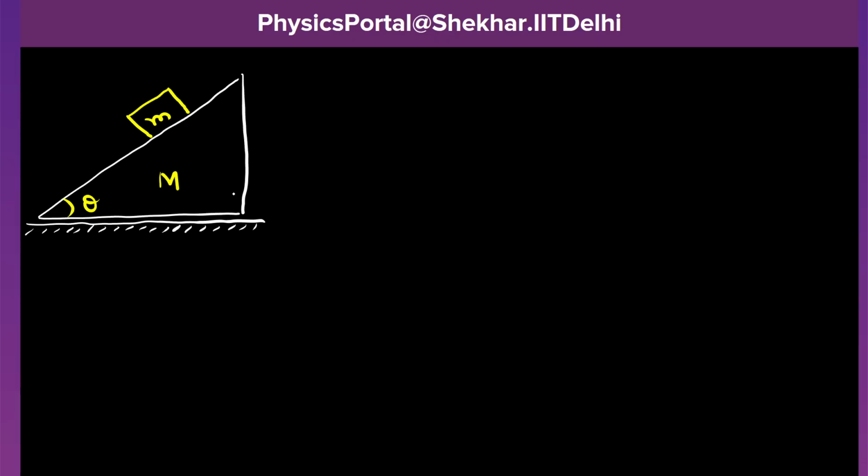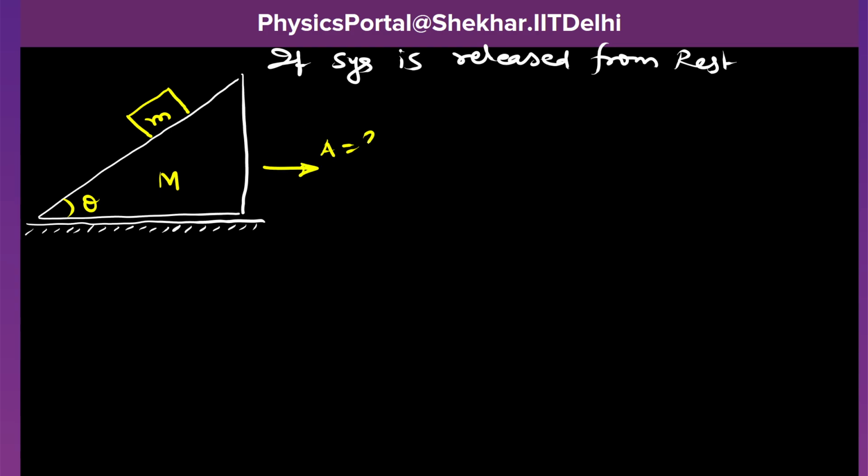Now again there is a wedge of mass capital M and there is a block kept on the wedge. Now if the block is released from rest, or if the system is released from rest, what should be the acceleration of the wedge? That is the question. And all the surfaces are again frictionless. So acceleration of the wedge should be how much? Or we can also find out the acceleration of the block.